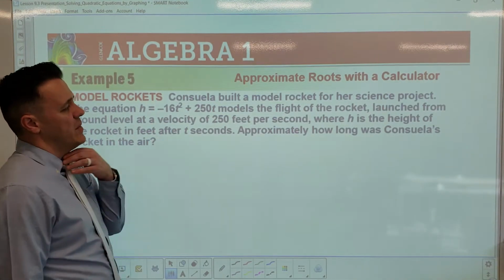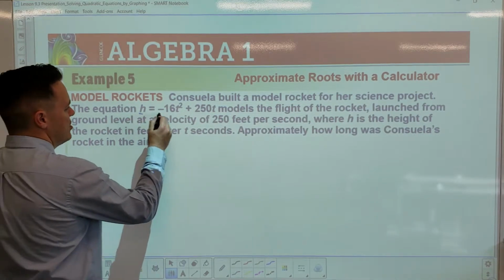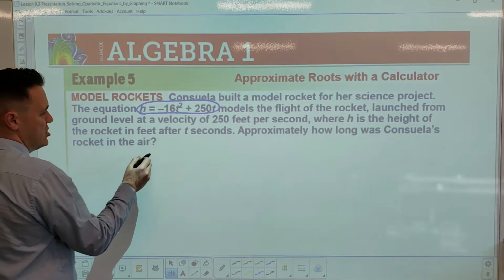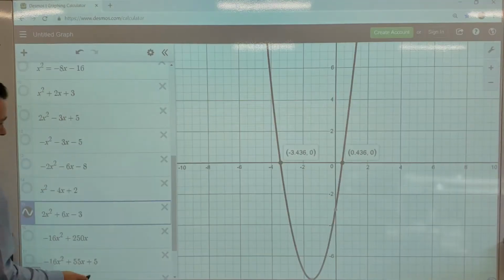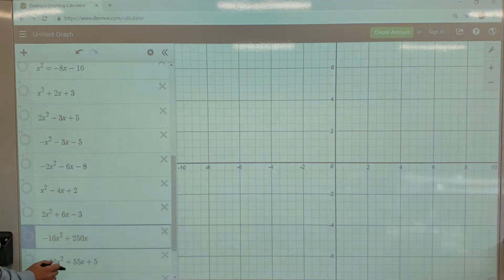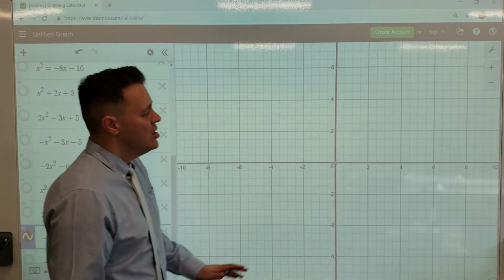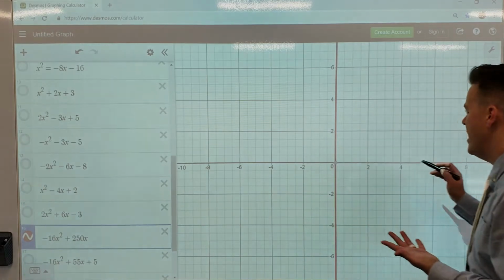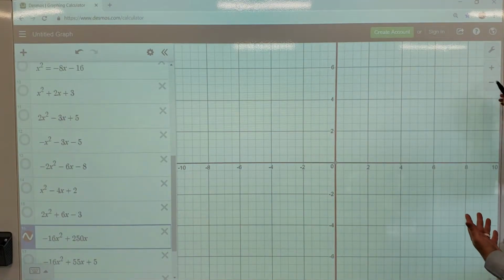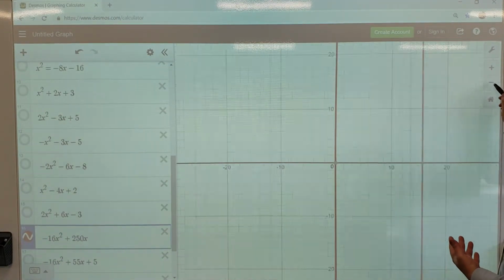All right, Consuela built a model rocket for a science project. Here's the equation. All right, it wants to know how long was Consuela's rocket in the air. So all you would do is go into Desmos and type in this equation, and here it is right here. So this equation, it has a high arc. So do we see anything? It looks just like a line. So please don't say, well, I don't see anything. Zoom out, okay?